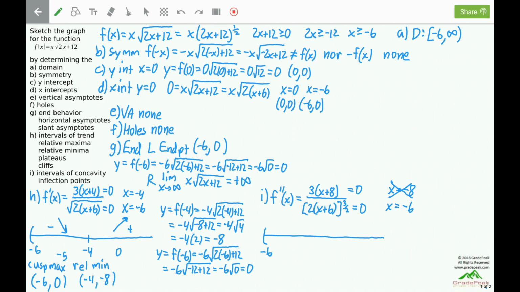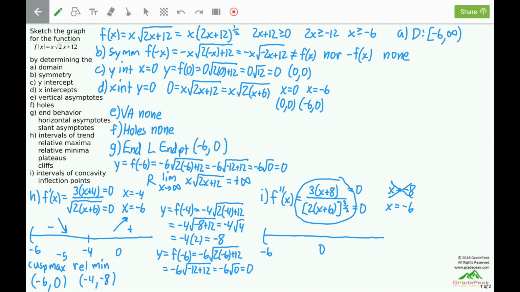Apparently, the concavity will be the same through the entire domain. We can pick a test value somewhere between negative 6 and positive infinity. 0 will work. And we can test the concavity by plugging the test value back into the second derivative. We only care whether it's positive or negative here. The fully factored version is a good version to plug into. In the numerator, 0 plus 8 is positive, times 3 is positive. In the denominator, 0 plus 6 is positive, times 2 is positive, and then to the 3/2 is positive.